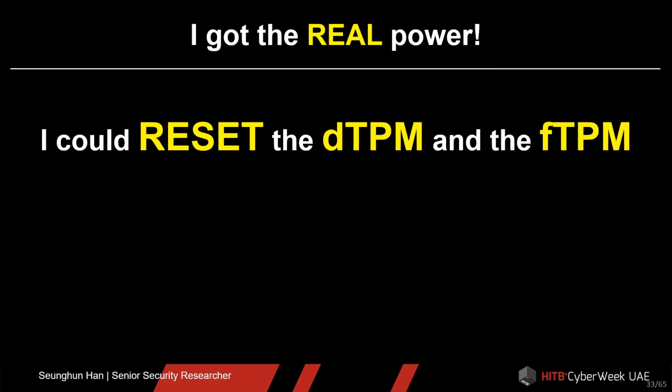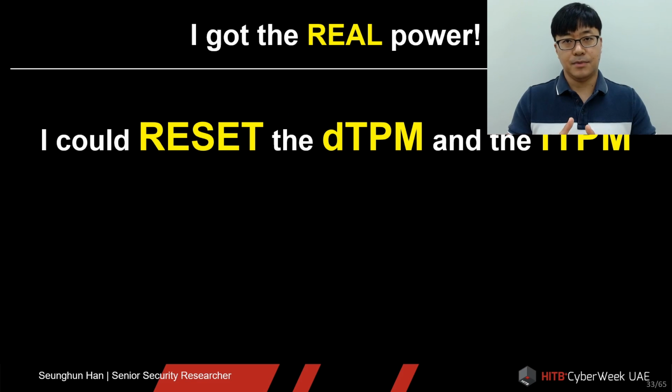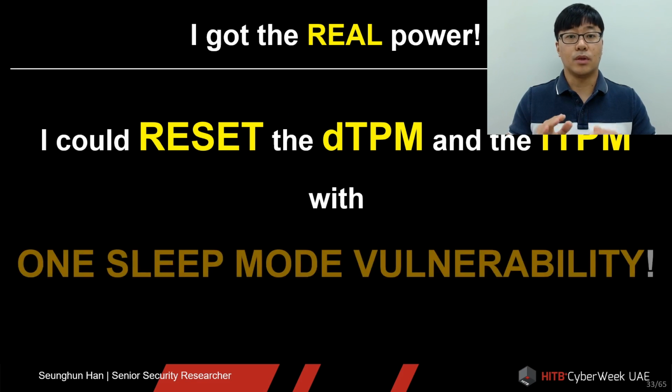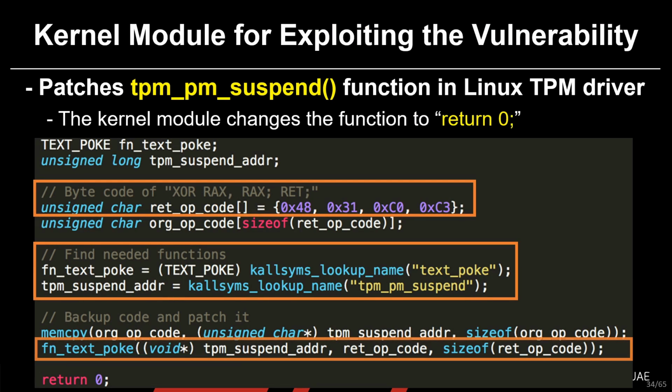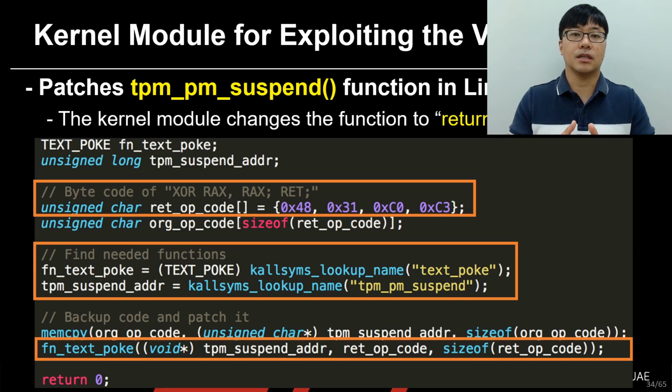Alright, I got the real power. I could reset the dTPM and fTPM with one sleep mode vulnerability. Let's exploit it. The kernel module for exploiting the vulnerability patches the tpm_pm_suspend function in the TPM driver. The function is invoked by the kernel during sleep and sends the TPM2 shutdown state to the TPM for saving the current state. The kernel module changes the function to another function like this. Yeah, it's very simple code.